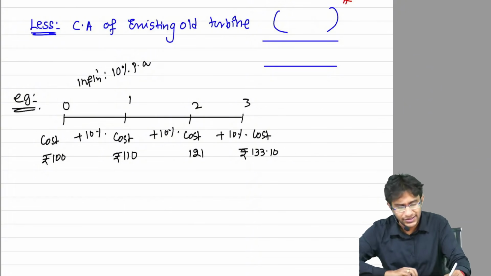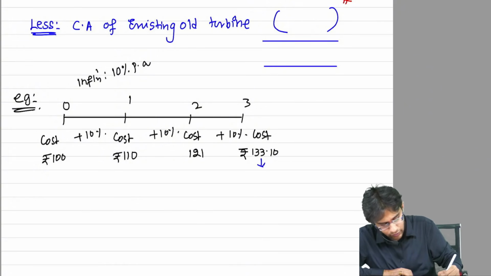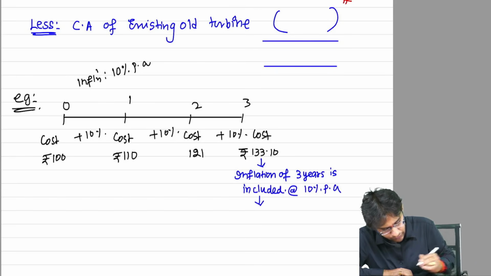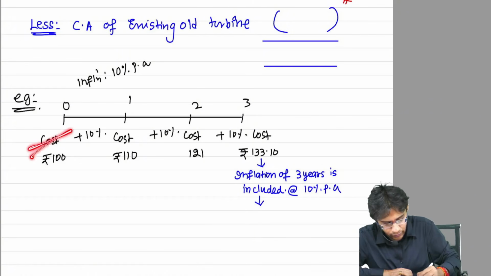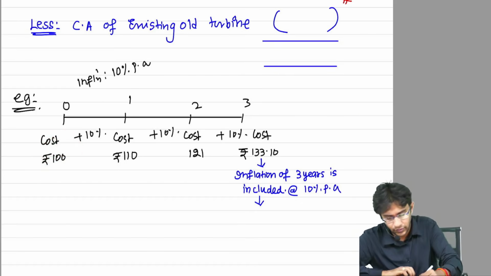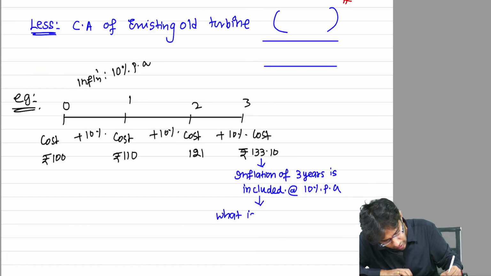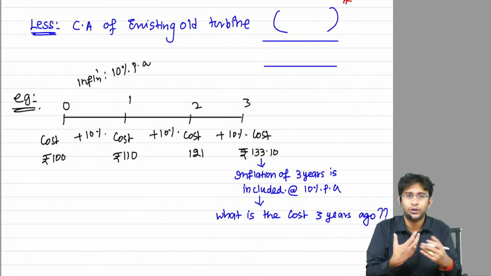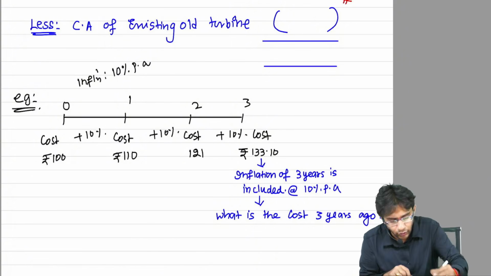Now, you can understand with basic common sense that in this 133.10, inflation of 3 years is included at the rate of 10% per annum. Now, if I hide this number from you and I ask you, what is the cost of this item 3 years ago? See, we know the answer is 100, sir, but how to calculate 100 if you do not know this?